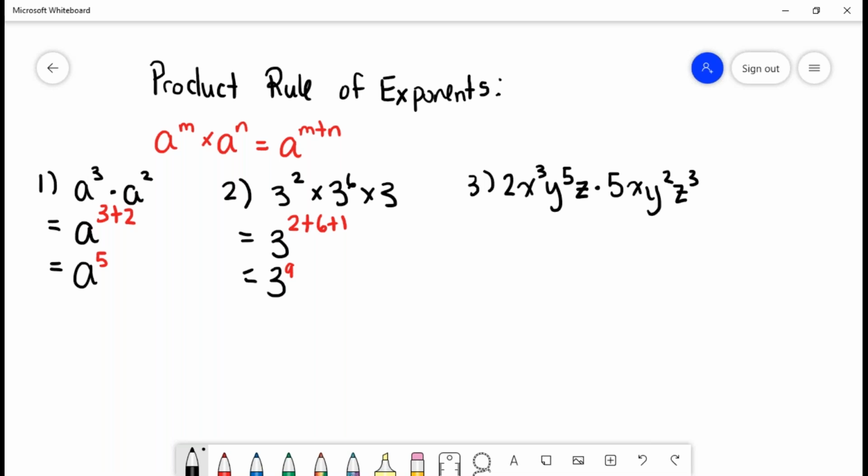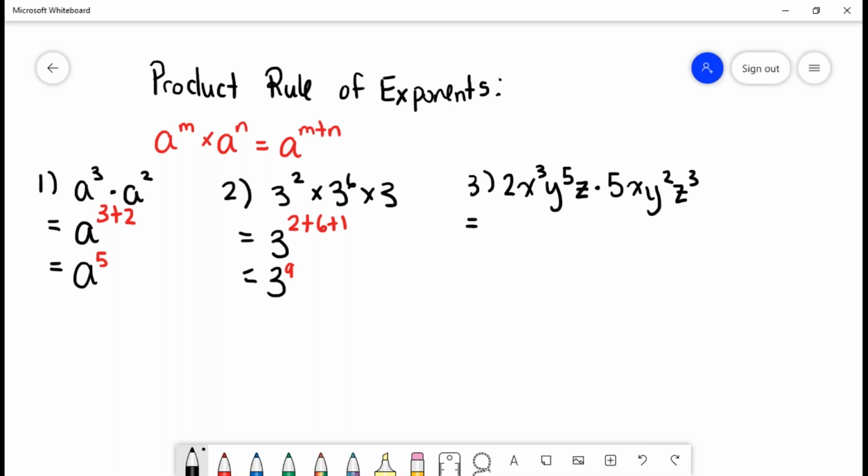So as you can see, rather than there being just one type of base, like question 1 and 2, there is actually multiple bases. So there is just numerical values of 2 and 5. There's x variables, y variables, and z variables. So we kind of need to figure out a way to apply the product rule of exponents with a question like this, which has multiple bases, which you can apply the product rule of exponents for.